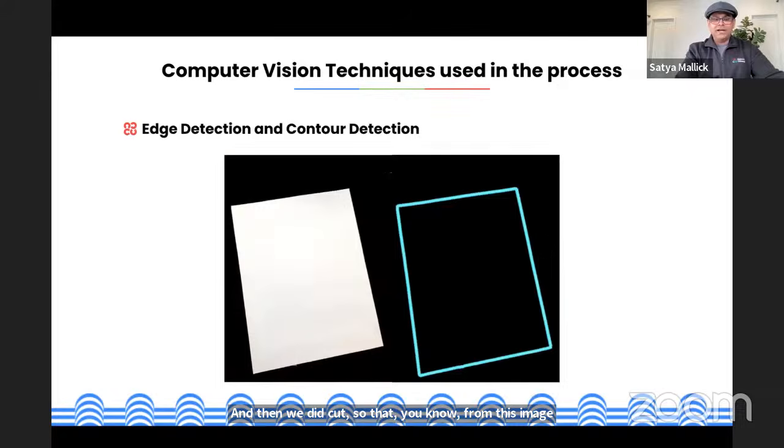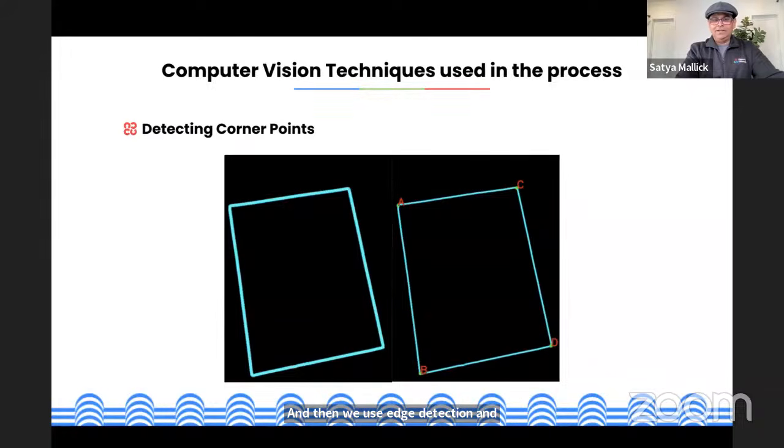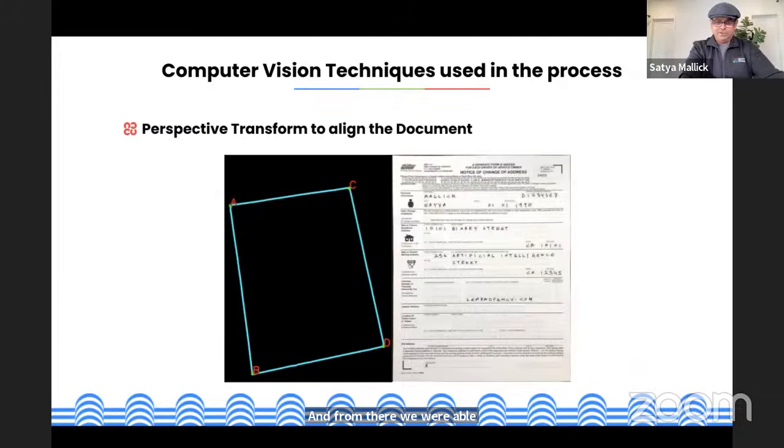And then we used edge detection and contour detection. And finally, on that contour, we said, okay, simplify this contour. This contour should actually be a rectangle and give me the 4 points. You get the 4 points. And from there, we were able to apply a homography to it, which rectified the image, right? So this is pretty standard process.